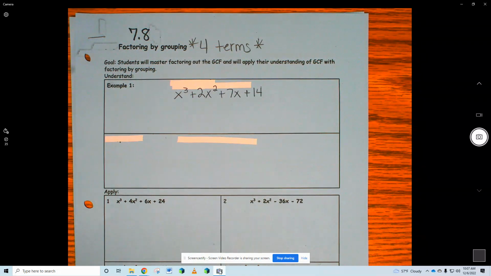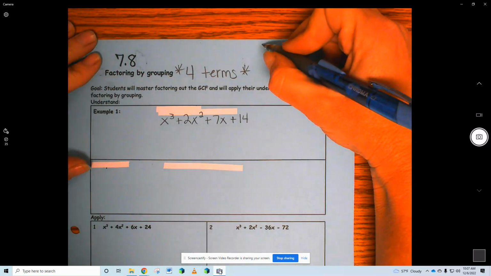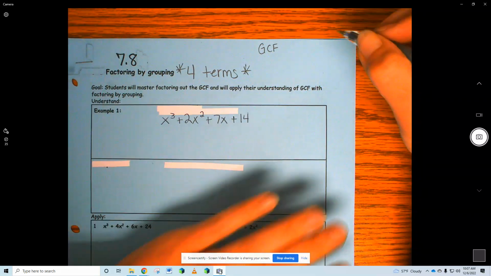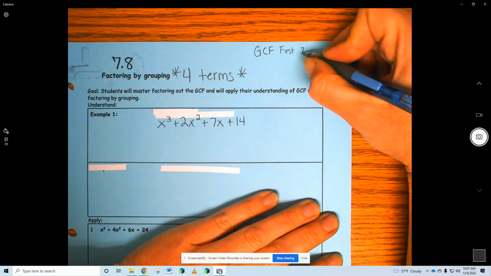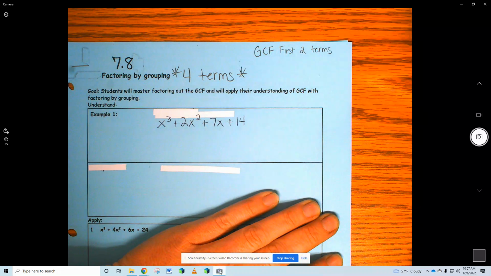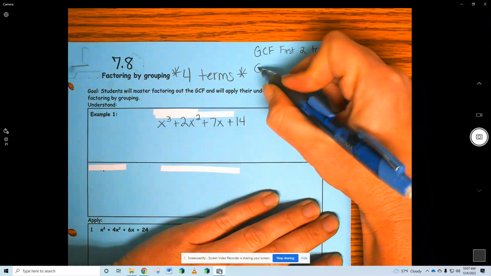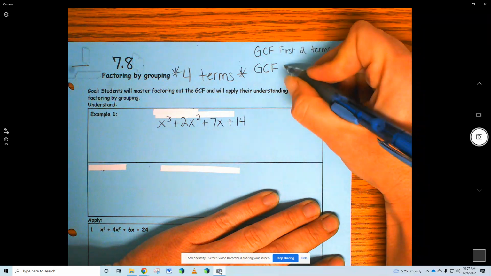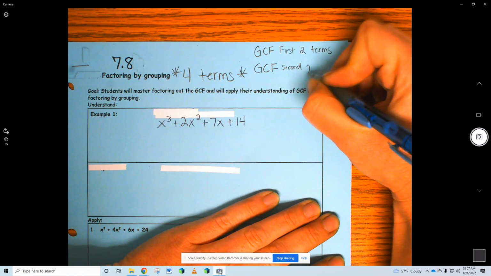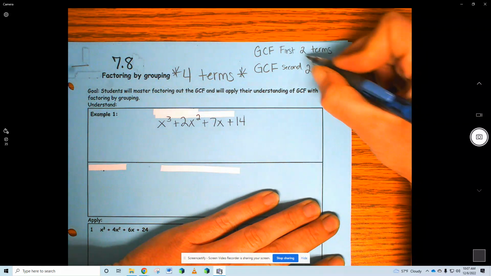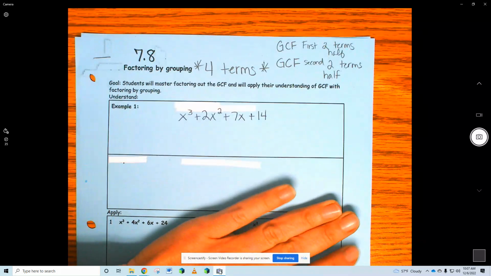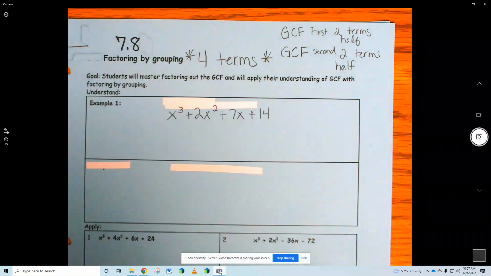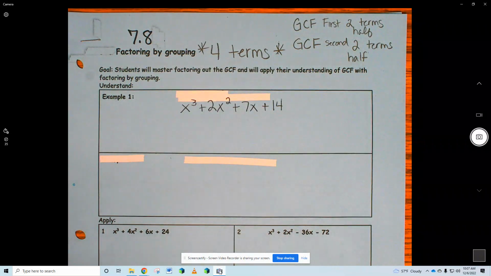It's probably grouping. So in grouping, I'm going to write the intro right here. I'm going to GCF the first 2 terms, and then I GCF the second 2 terms. So it's like the first half and the second half. I'm going to cut this 4 term into halves.